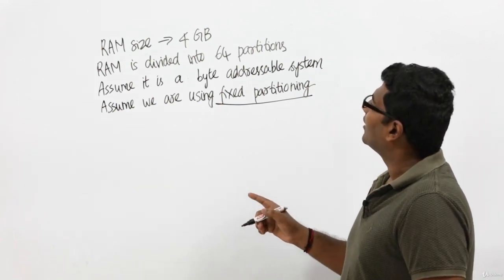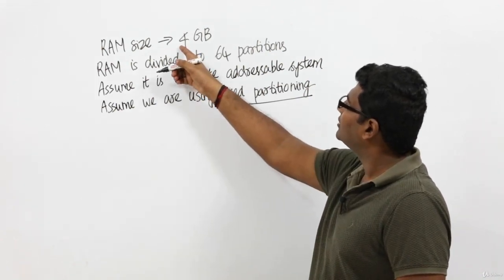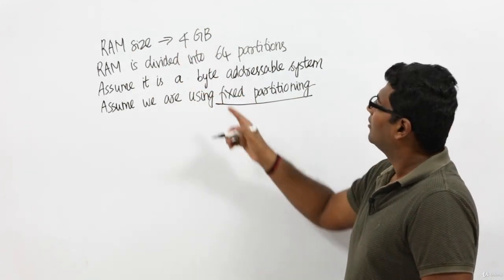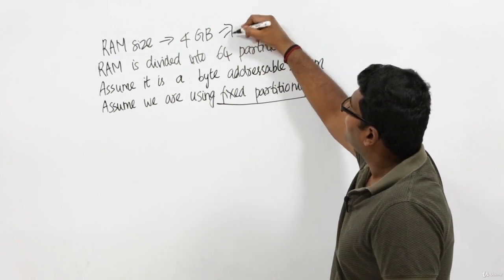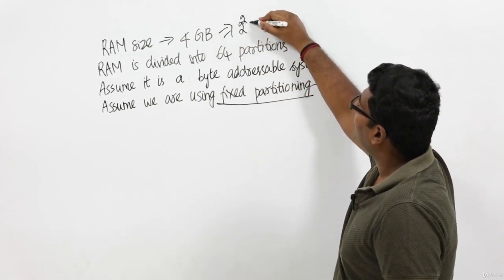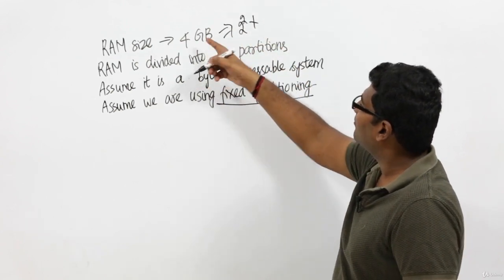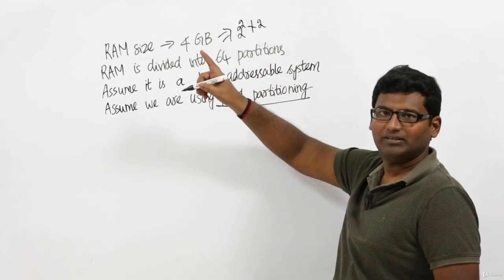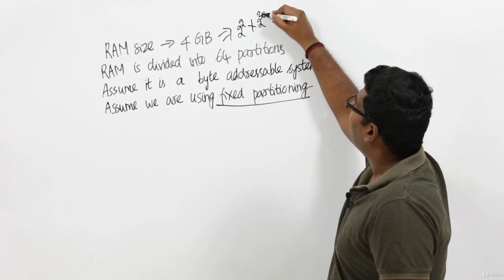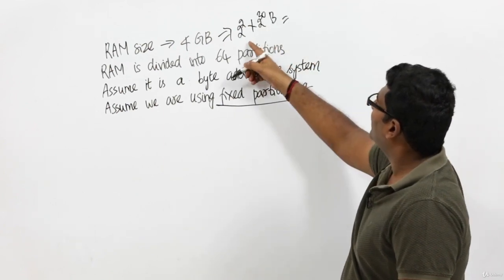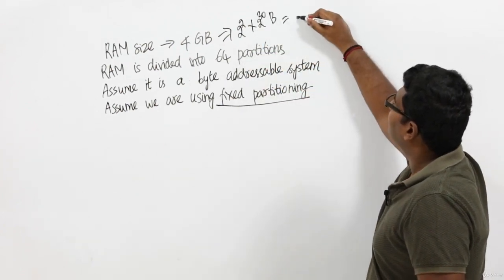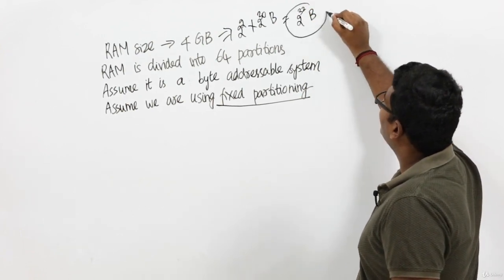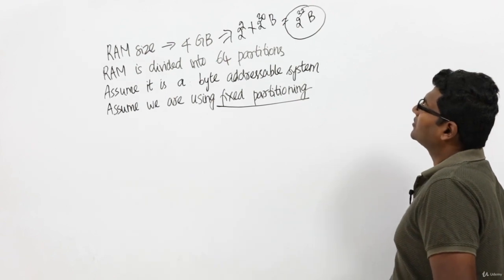See, I've already told you that we need to convert this 4 GB in terms of 2 power, so that it will be very easy. 4 is nothing but 2 square. GB is nothing but 2 power 30 bytes. 1 gigabyte is nothing but 2 power 30 bytes. So 2 power 2 into 2 power 30 is nothing but 2 power 32 bytes.